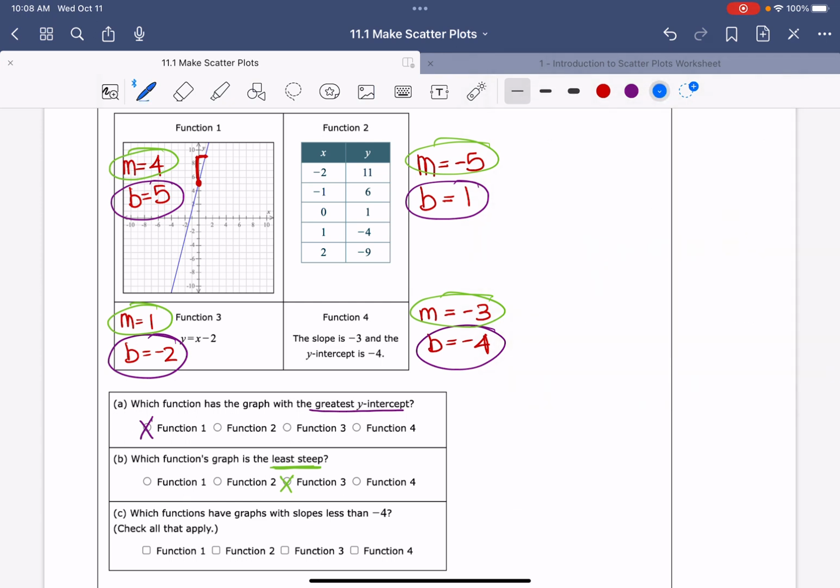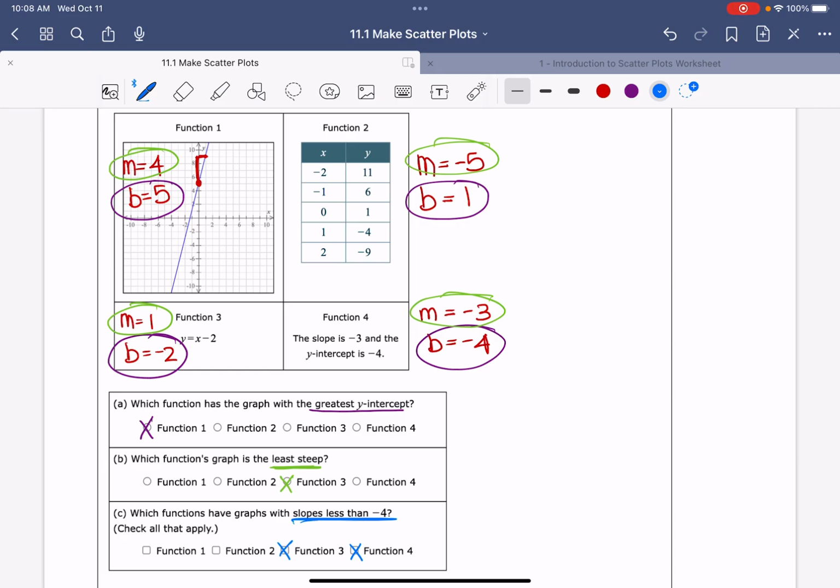And then the last one says which functions have a graph with slopes less than -4. So if I look at those slopes again, I want something less than -4, positive or negative, it doesn't matter. So the two that have slopes less than -4 will be function number 3 and function number 4.